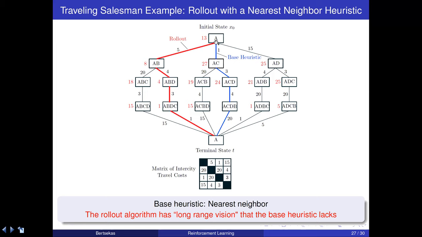ADC, right. And then you have no choice. So that's 18 plus 20 plus 5, so that's 43, right? Yeah, so in this case, that's bad too. That's bad, and this one is the best. Yeah, so in this case, okay, the rollout is the optimal policy as well.